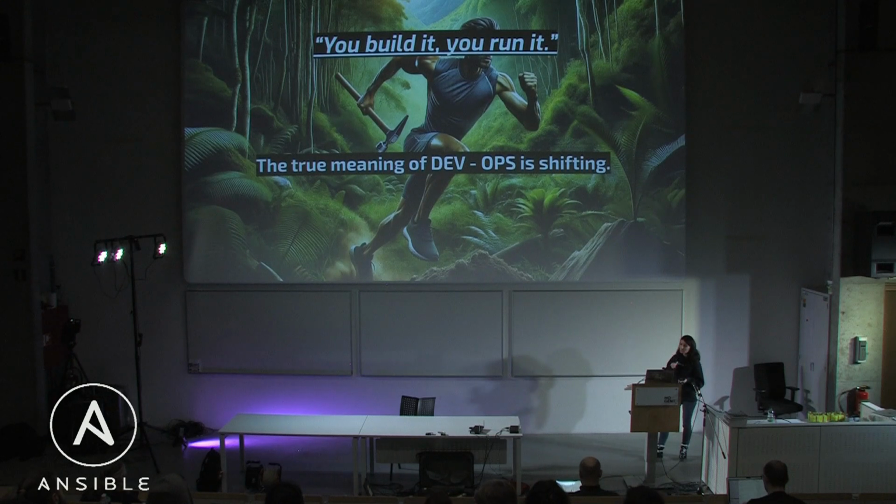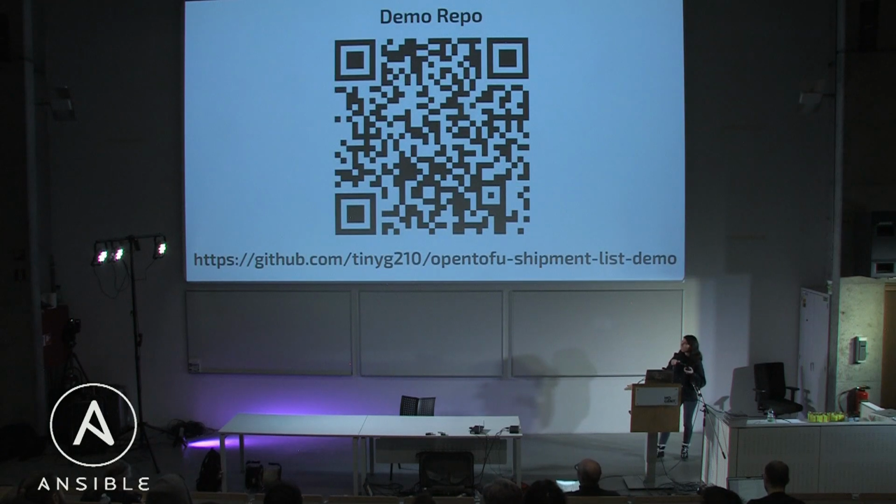We know that you build it, you run it came out of Amazon, and the true meaning of DevOps is shifting with that, because developers are getting more empowered to participate in infrastructure and maintaining that infrastructure. And if you read the abstract, I promised a demo before I knew this would be an Ignite talk. You could follow along yourself, or you can join my second talk and we can dive more into how all of this works.